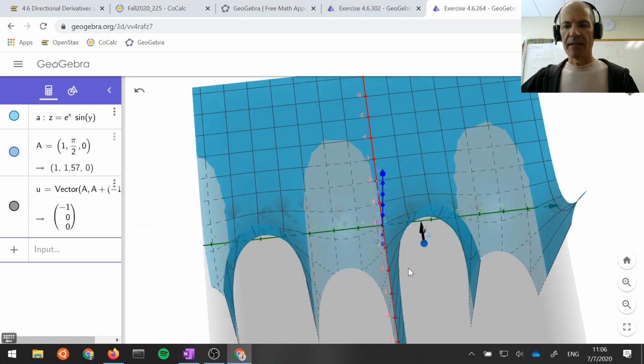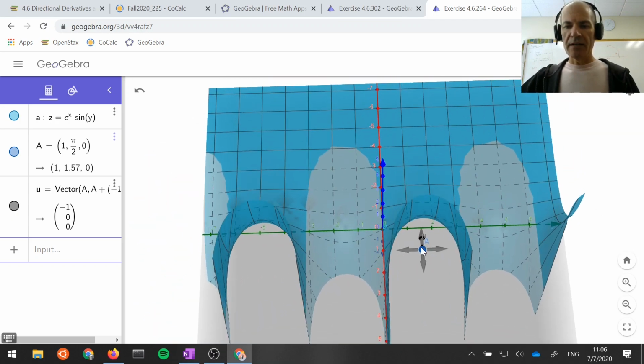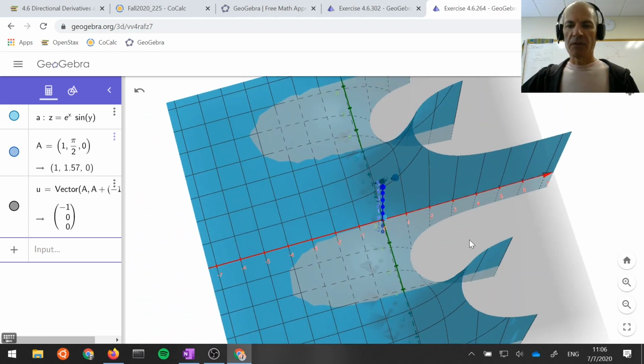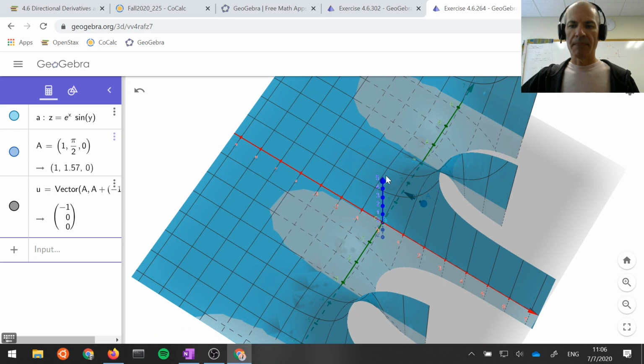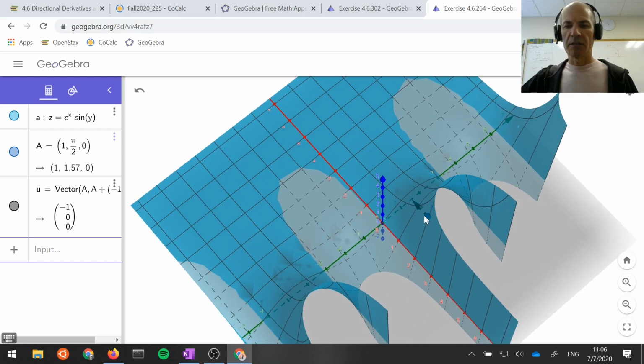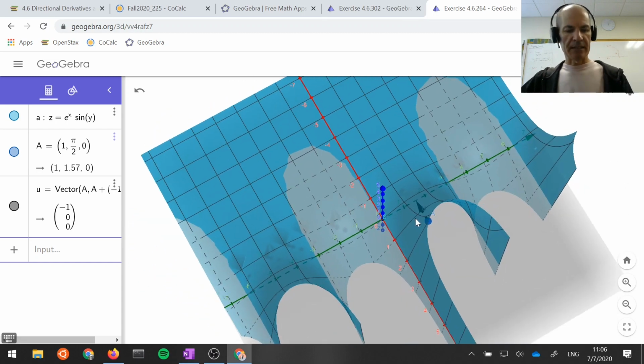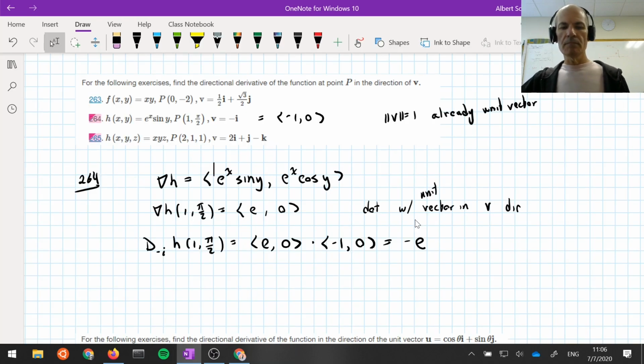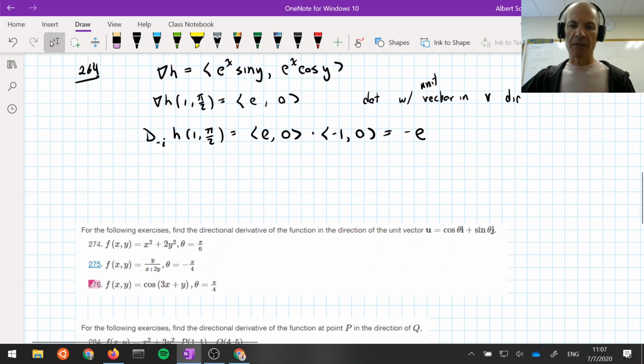What do we see happening up on the surface? Well, we're down here at A, we go up to the surface and we move in this direction away from A. We can see clearly that the surface values are going to be decreasing. They're going to be going down this slope if I move from A in this direction. And that's exactly what the directional derivative is telling us. The directional derivative of h in the direction -i at the point (1, pi over 2) in the domain is -e. There's a lot there, and make sure that you can unpack every piece of that statement.